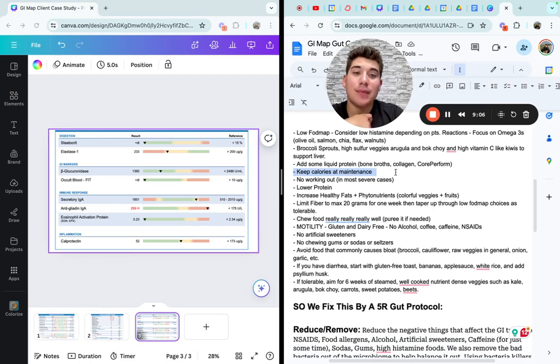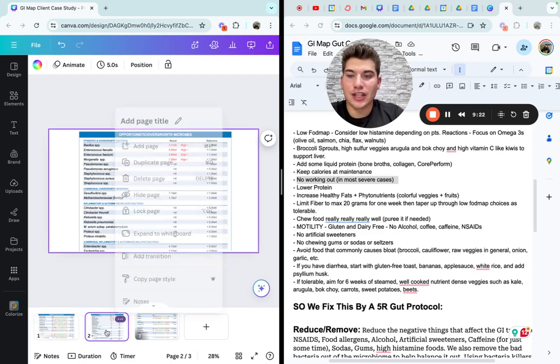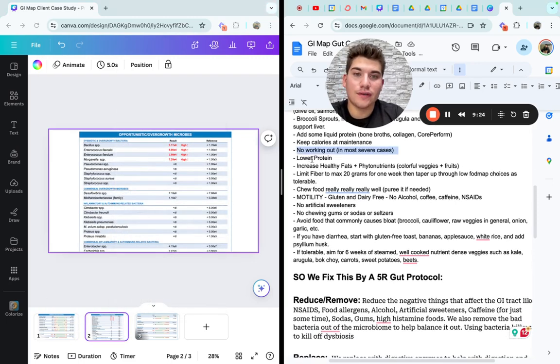I kept calories at maintenance because I didn't want to suppress calories down because I didn't want that to be a stress in the body. And then I also didn't want to overeat because that would also stress the body. I didn't train him. Okay, so I didn't use any intense exercise because there was already inflammation within the GI tract. I didn't want to inflame it more. I did lower protein. I increased healthy fats, phytonutrients.